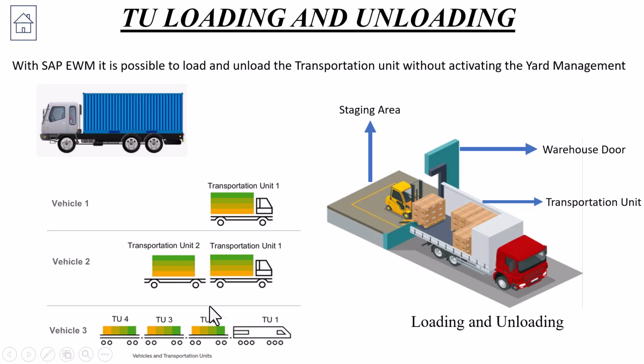So it's an n-to-1 relationship, not n-to-n. The TU to vehicle relation is n-to-1. One vehicle can have multiple TUs, but one TU cannot be assigned to multiple vehicles. That you have to keep in mind. Once we get into that topic, we will explore it.